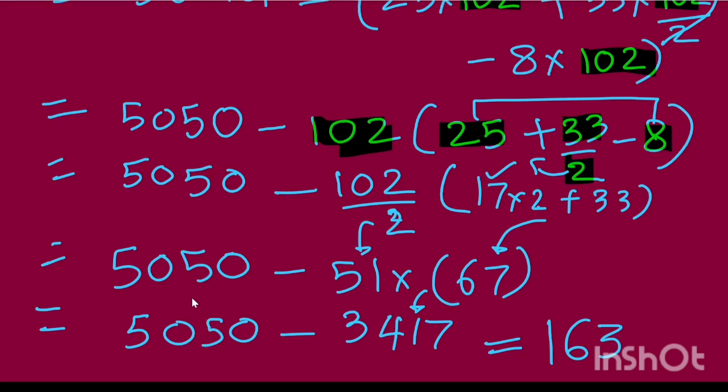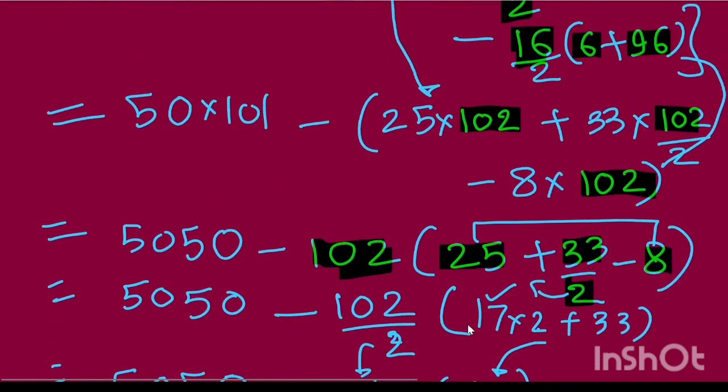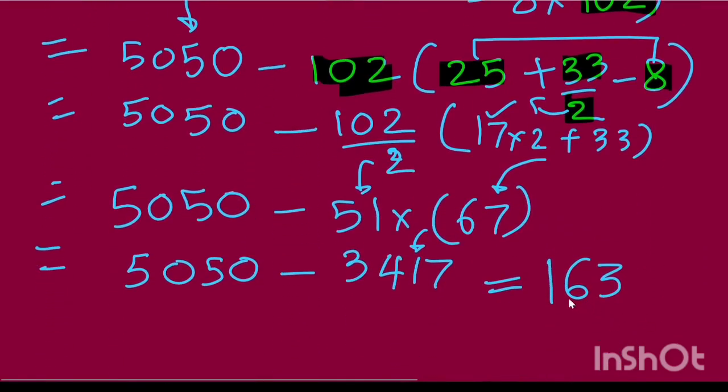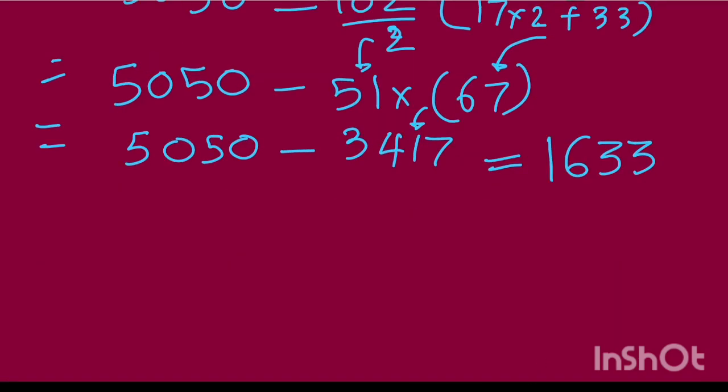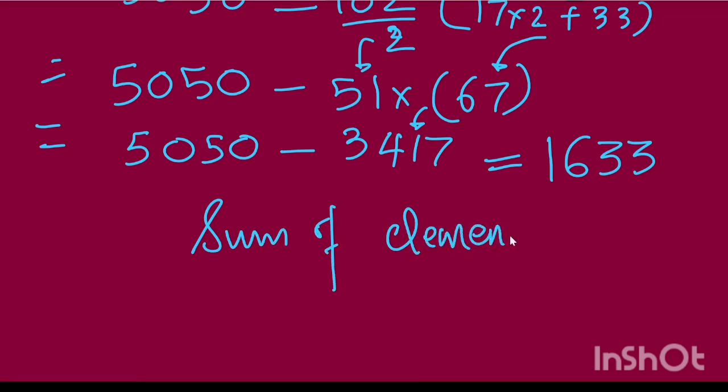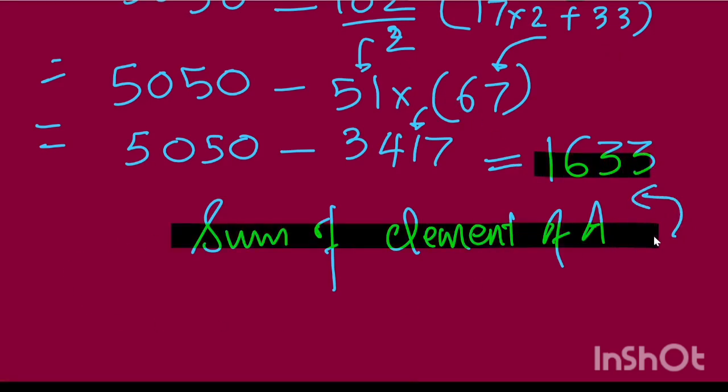If you subtract 5050, which was obtained by multiplying 50 into 101, you will get what? You will get 1633, which is our answer for the sum of elements of A. The sum of elements of A is 1633. Okay, so this is the answer, guys.